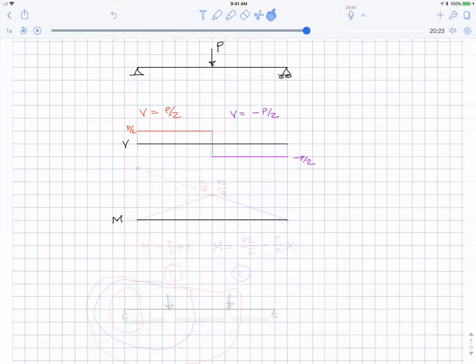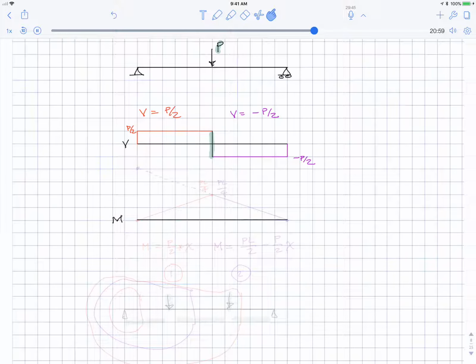Now, traditionally, we finish off these plots by drawing a box in the end there for the purple, a box in the end there for the red, and we draw a vertical line here to finish that off. An interesting thing to note is that this distance here is a total of P, which is equal to the load, and that's not a coincidence. The jump in the shear diagram from the red down to the purple will always be that concentrated load P.